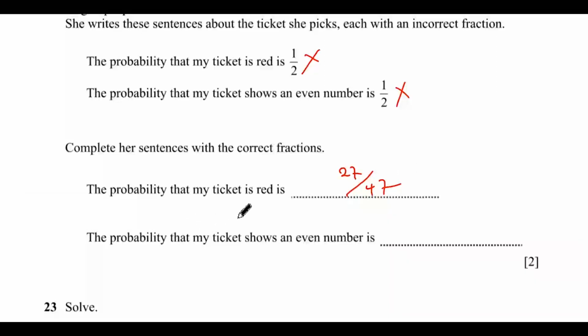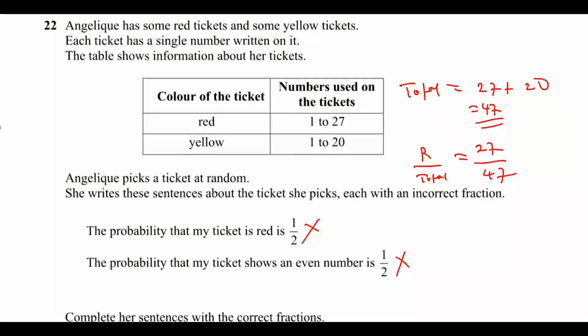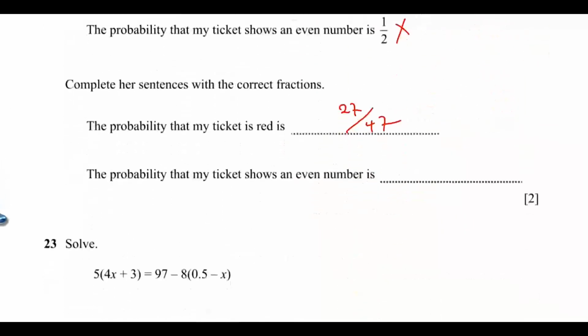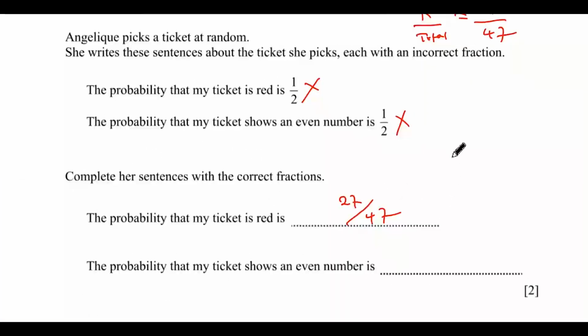So the second one, the probability that my ticket shows an even number. Irrespective of the color of the ticket, we always get even numbers here and here. If you count in twos, for 1 to 20, it's going to be 10 even numbers: 2, 4, 6, 8, 10, 12, 14, 16, 18, and 20. So you have 10. From 1 to 27, we're going to have 13. If you continue from 20, you have 22, 24, and 26. That's an additional 3. So you have 13 even numbers here, 10 even numbers here. So the probability that our ticket shows an even number will be 13 plus 10 over 47. So that would be 23 out of 47.